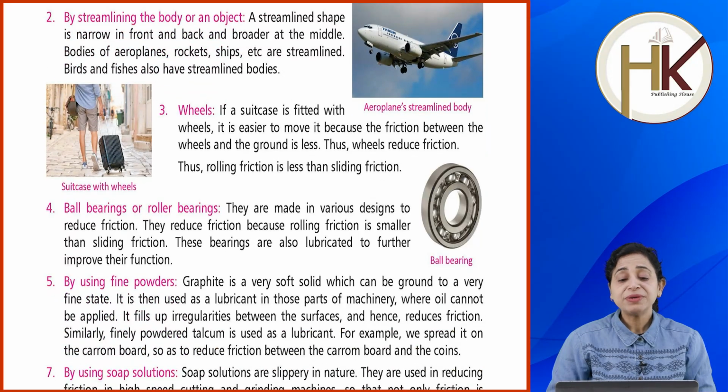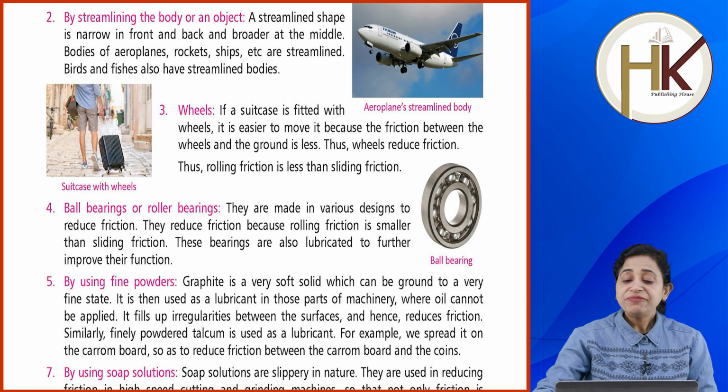Number 2, by streamlining the body or an object. A streamlined shape is narrow in front and back and broader at the middle. Bodies of aeroplanes, rockets, ships, etc. are streamlined. Birds and fishes also have streamlined bodies. Wheels.